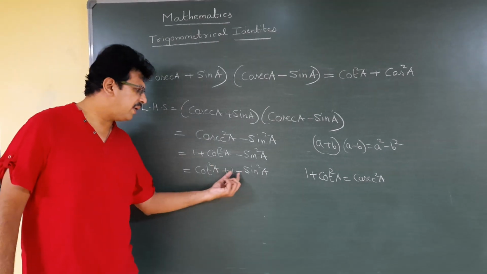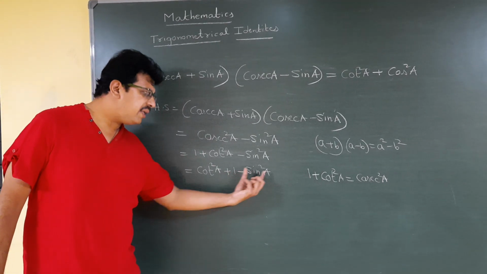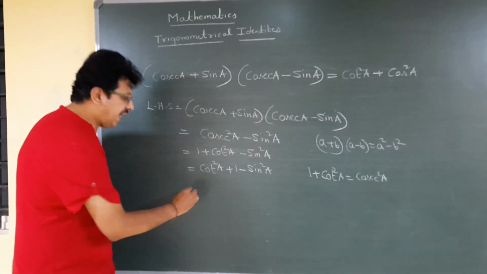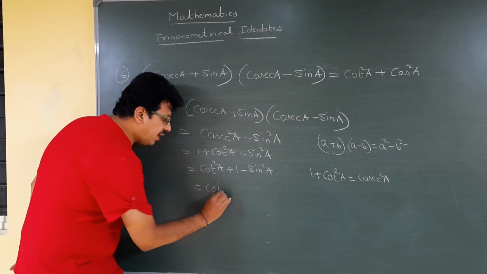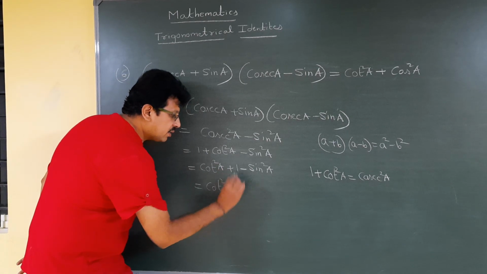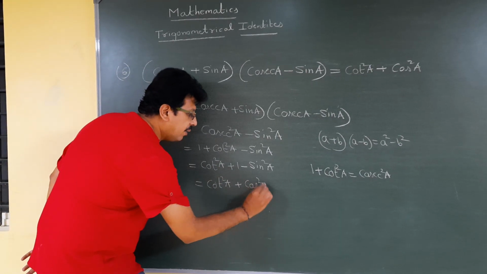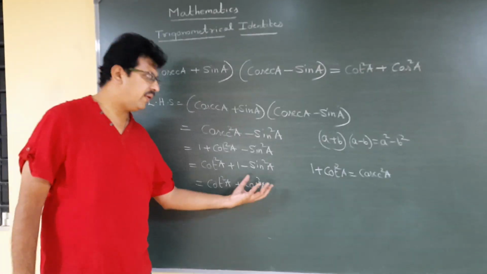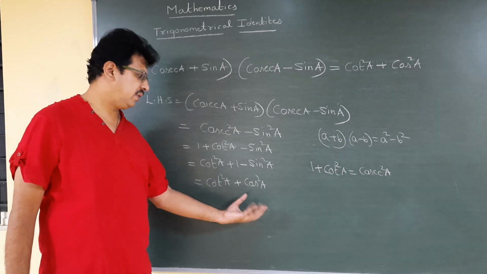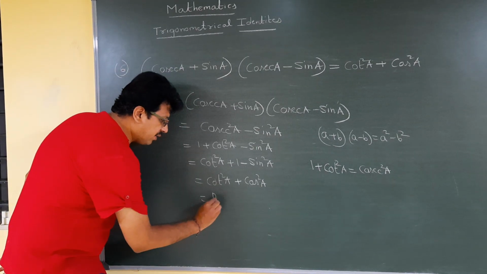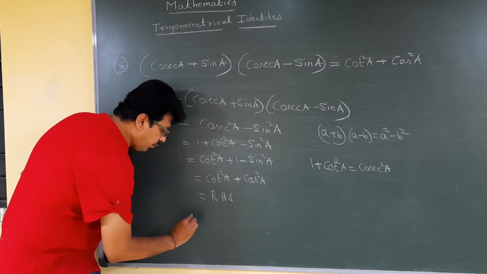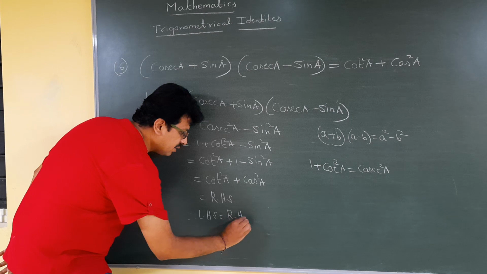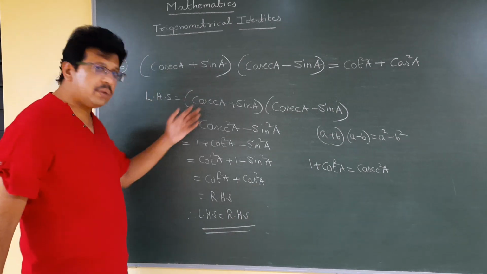I'll just bring this 1 minus sin square A together. What is 1 minus sin square A? It is cos square A. That is again the identity. So cot square A plus cos square A, because 1 minus sin square A is cos square A. That also you learned in the identity. Very important that you remember this. So that is equal to RHS. So we have proved LHS equal to RHS. So hence we have proved this.